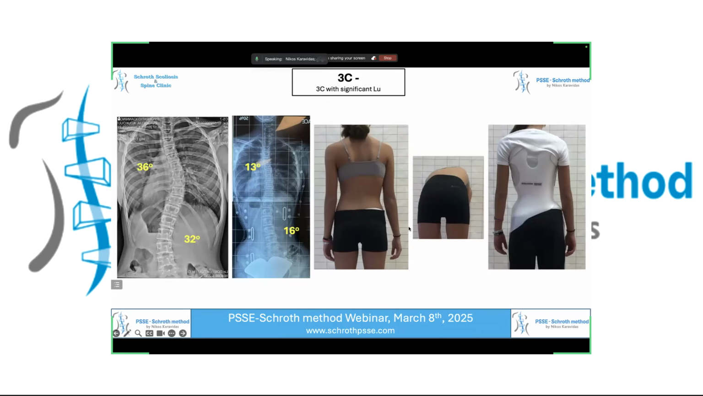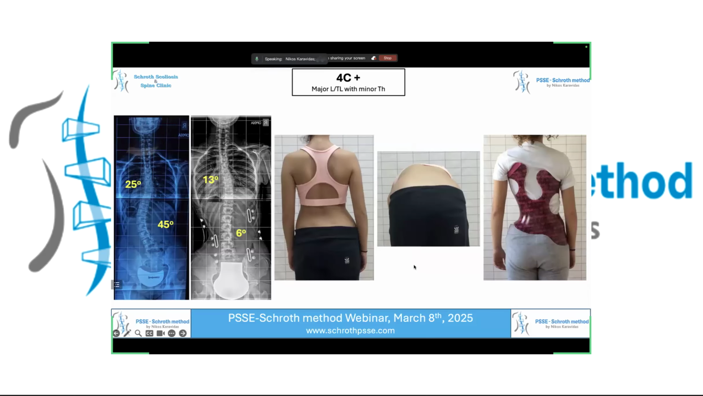This is a 3C minus patient with a structural lumbar curve that we didn't decide to do overcorrection, and you see now the imbalance of the trunk and the pelvis is not that much, and also there is a significant rotation of the lumbar curve. So you see from 36 degrees for the thoracic, we went in the brace to 13, and from 32, we went to 16 in the lumbar.